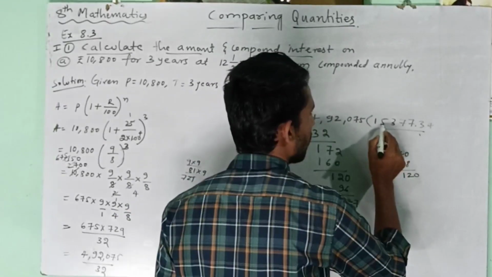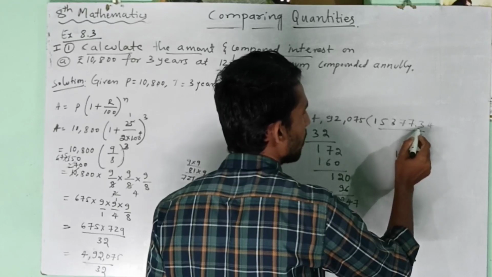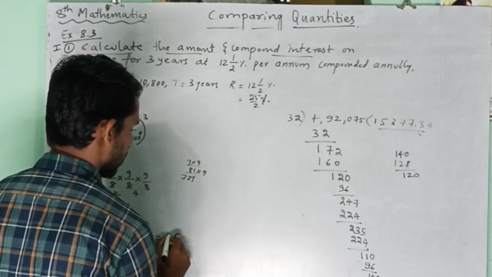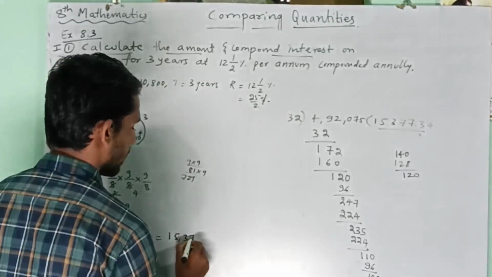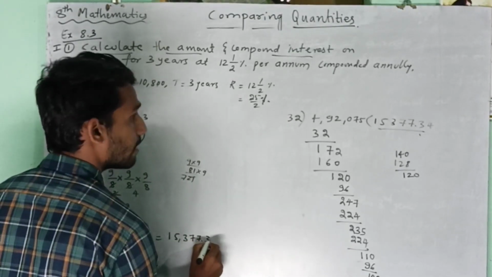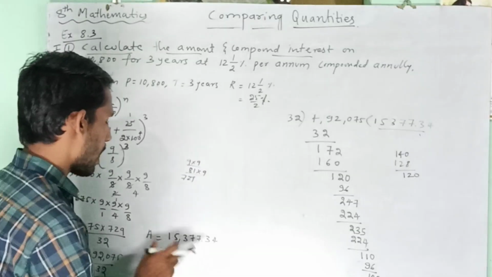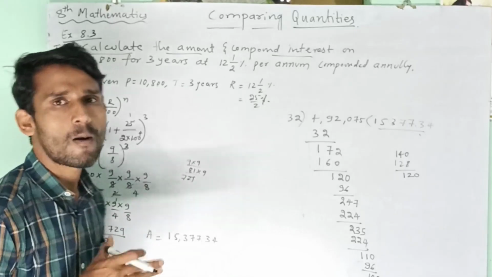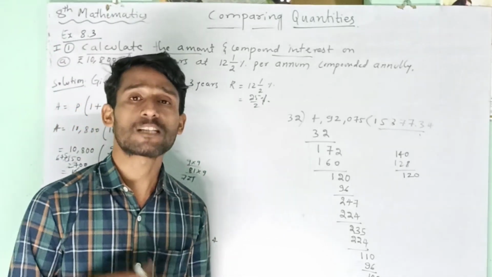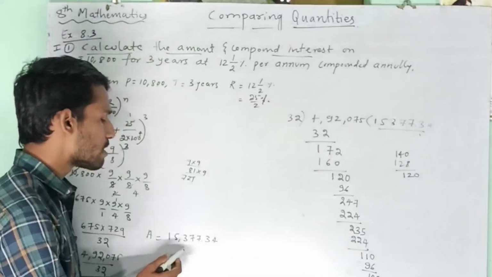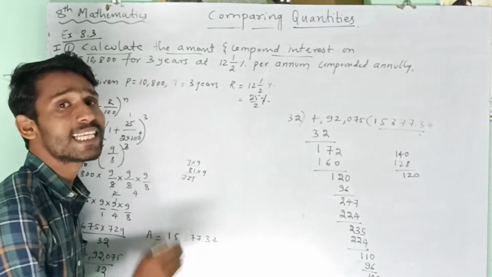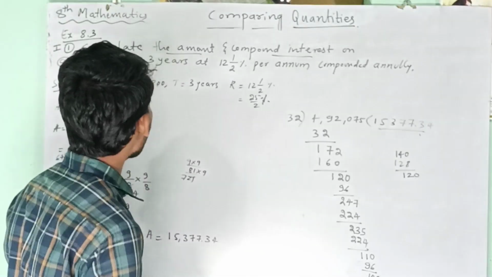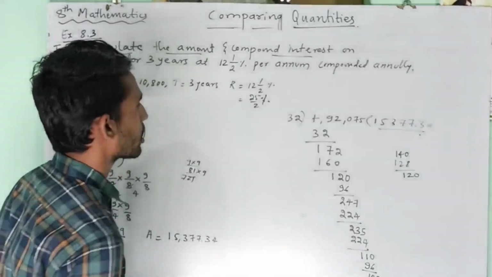Okay, we got 15,377.34. That is 15,377.34. Now this is the amount. Now we have to find the compound interest. To find the compound interest, we do the subtraction 15,377.34 minus 10,800. Let us see, I will find the compound interest.